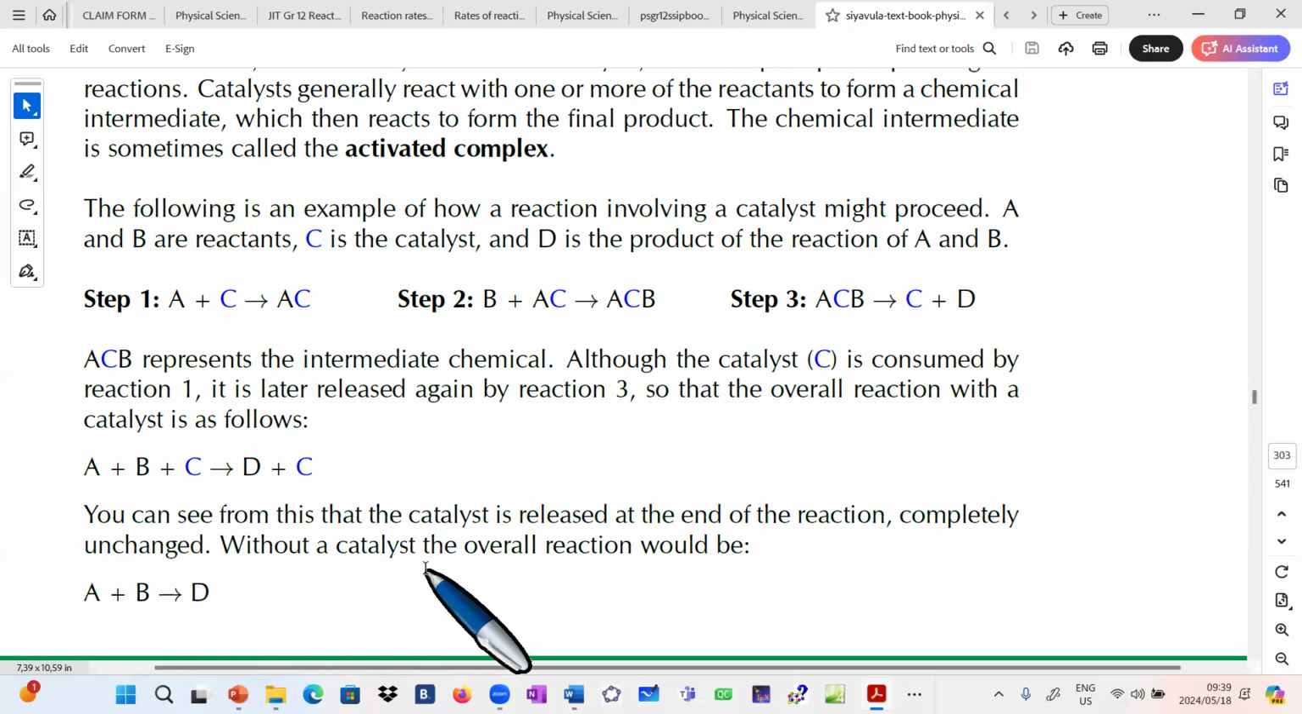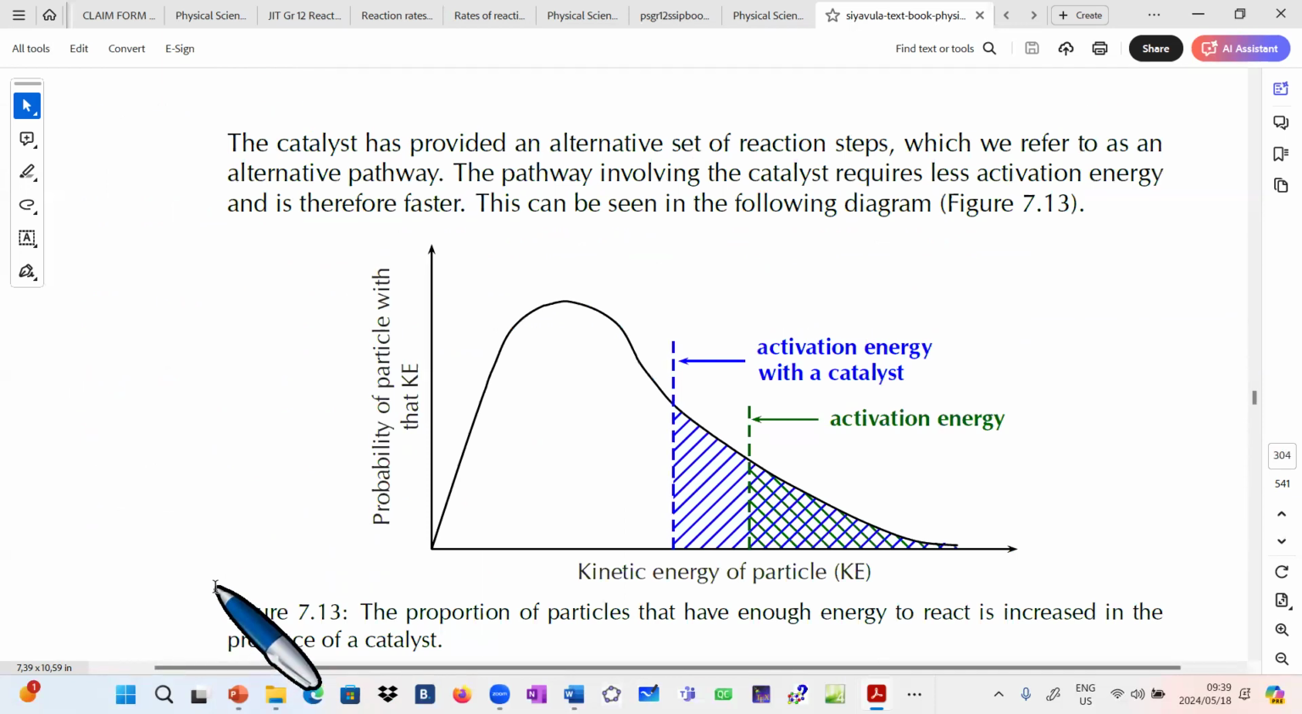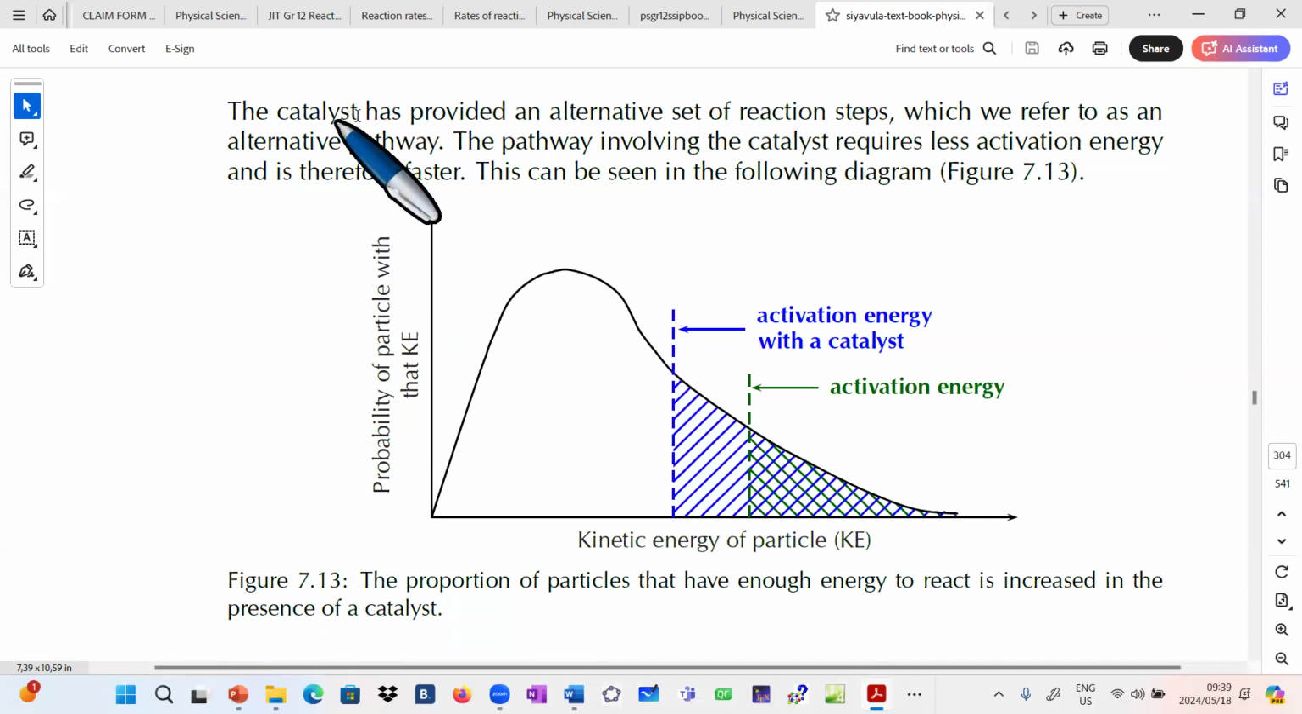Without a catalyst, the overall reaction would be just combining reactant A plus reactant B to get the product D. Just look at this particular interesting graph that comes in the exam. The catalyst has provided an alternative set of reaction steps, which we refer to as an alternative pathway.